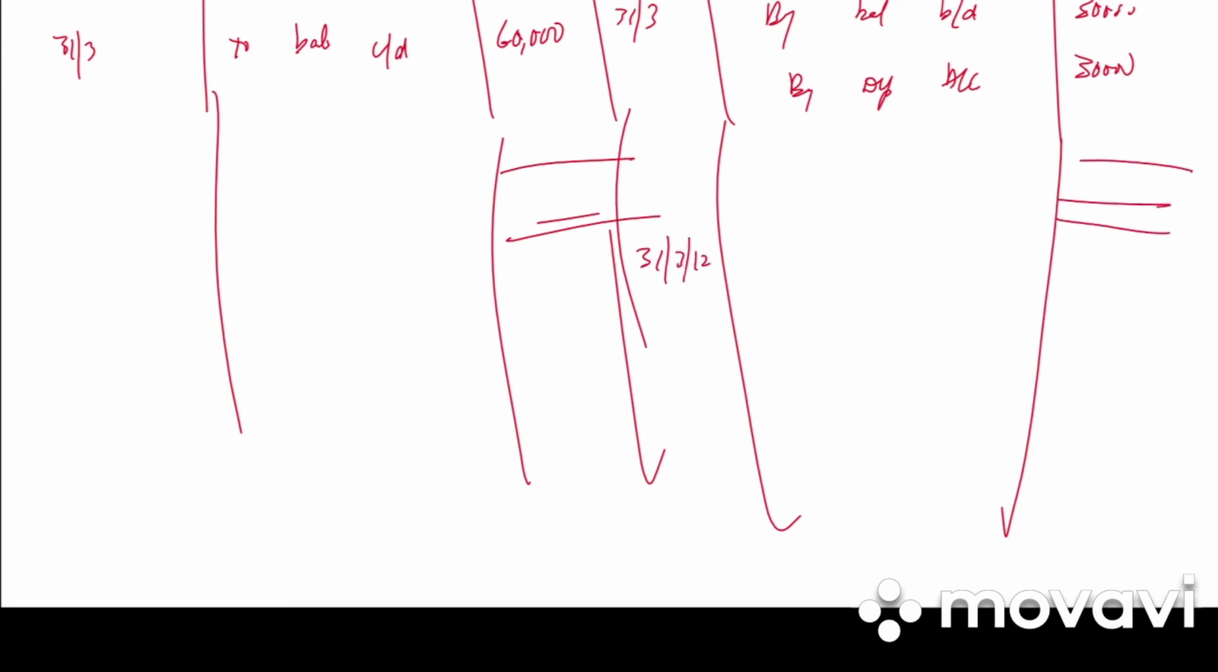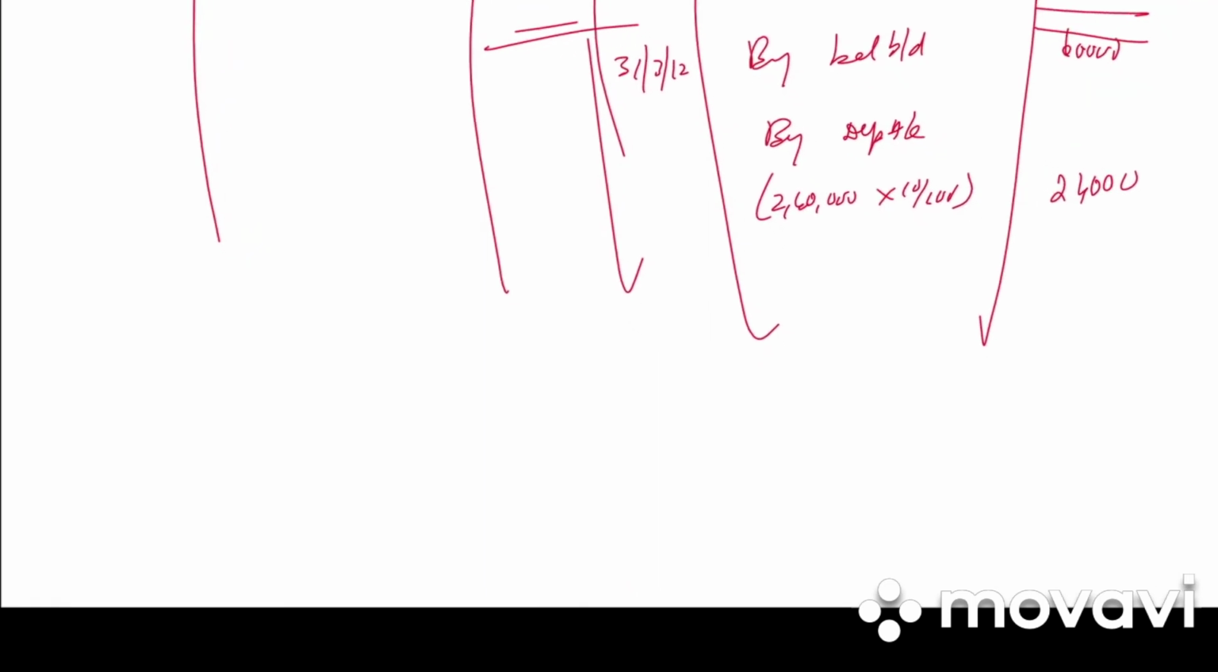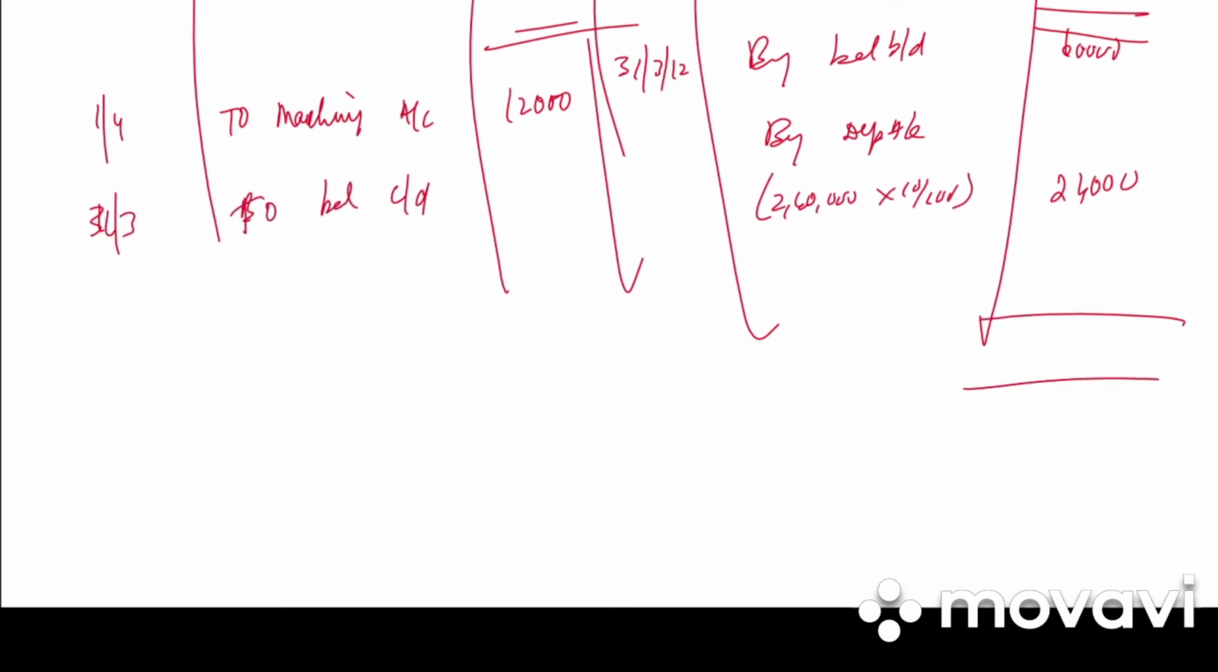Next on 31st March 2012 by balance brought down 60,000. Then by depreciation account, one machine is sold, so it is 2,40,000 into 10 by 100, that is 24,000. And on the debit side, 1st April to machinery account, because in machinery account we have credited provision for depreciation 12,000. And on 31st March to balance carried down 84,000 is the total. 84,000 minus 12,000, 72,000.